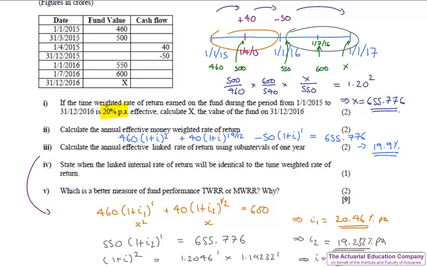The final two parts are a little bit of bookwork. Part 4 has been asked a couple of times before. The linked internal rate of return will be the same as the time-weighted rate of return if the cash flows coincide with the subintervals. And which is a better measure of fund performance? So here's where we talk about the fact that the money-weighted rate of return involves the cash flows, which are not under the control of the fund manager, and so time-weighted rate of return is preferred.